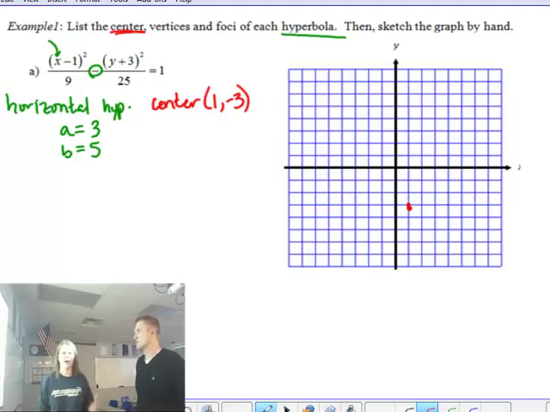I just don't know how to list my vertices and foci. Okay. Who says you have to list the pieces first? Start drawing the picture. That's great. Okay, so vertices and foci.